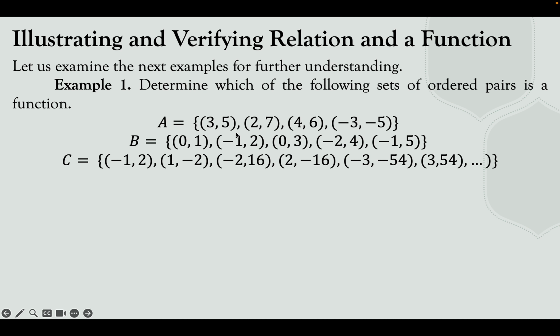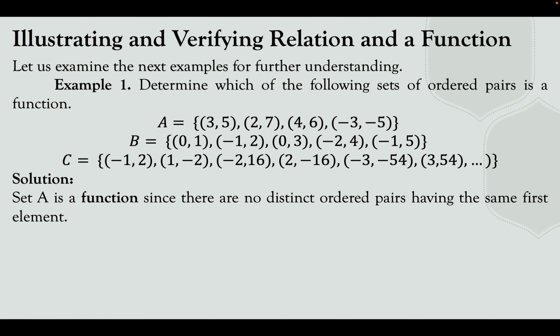So for one-to-one, the first element, or the first set, the elements should not be the same. That means they are distinct. So set A is a function since there are no distinct ordered pairs having the same first element. You look at the first elements of the given set, they are unique. So they are distinct.